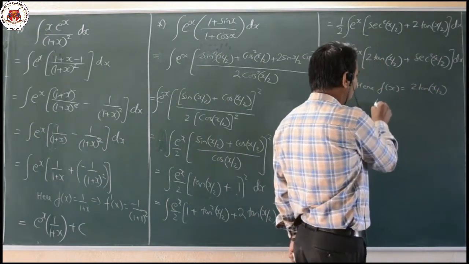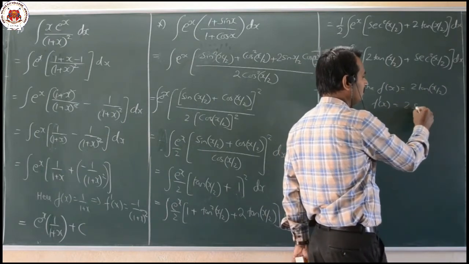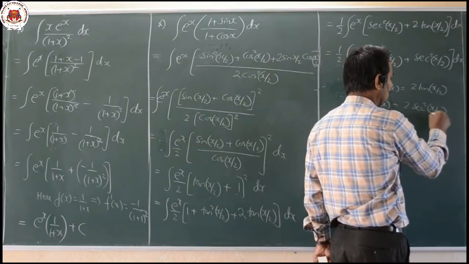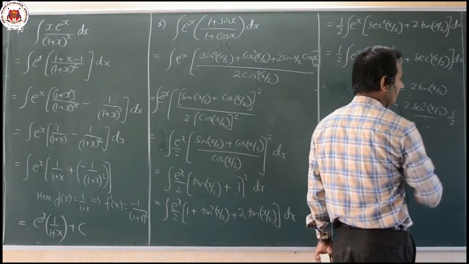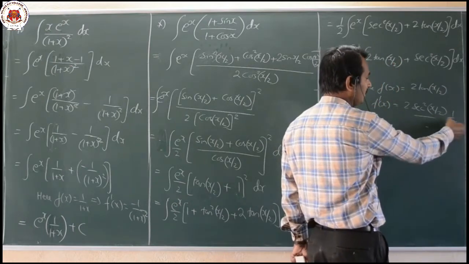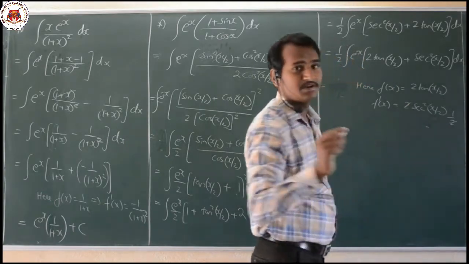f dash of x equal to what we get here: tan differentiation is secant square x by 2, and further differentiation of x by 2 is 1 by 2. Now we can observe the 2 gets eliminated, and only the remaining part is secant square x by 2.